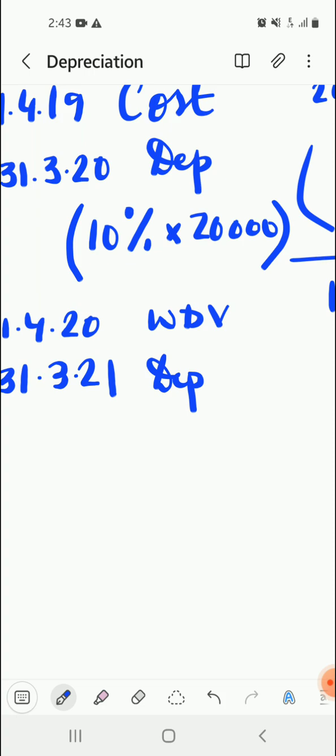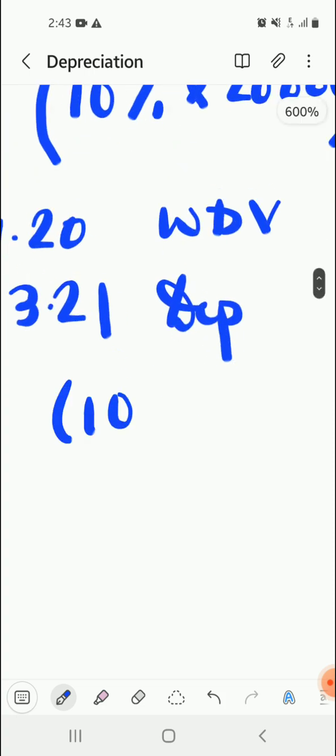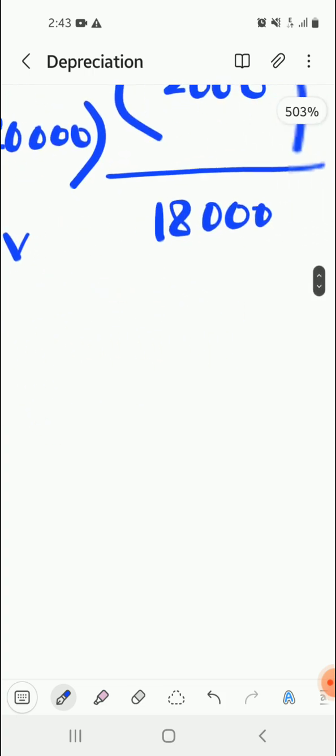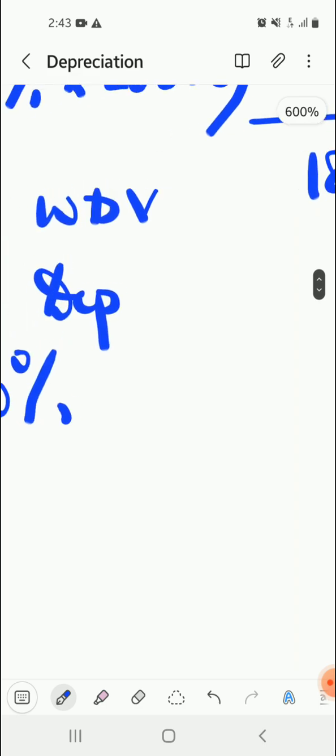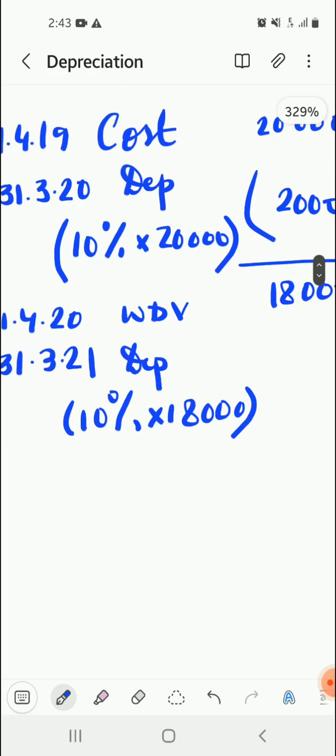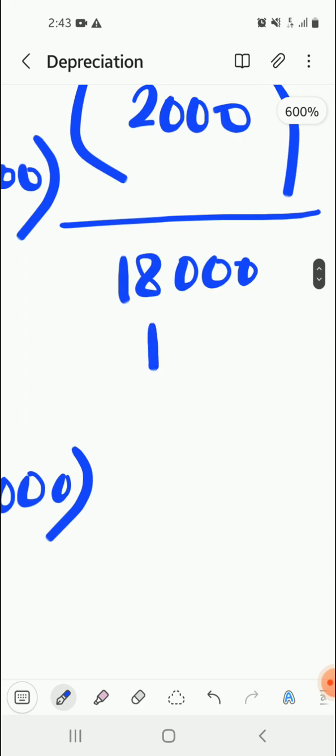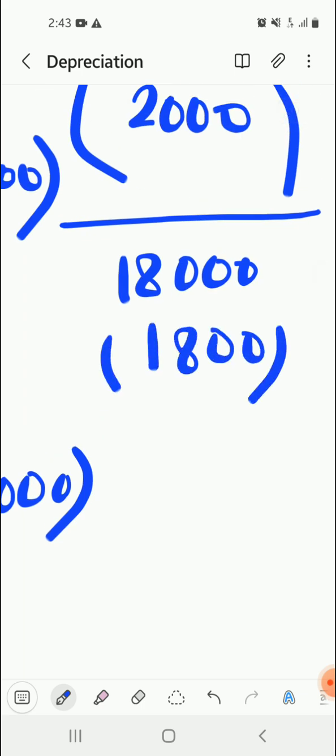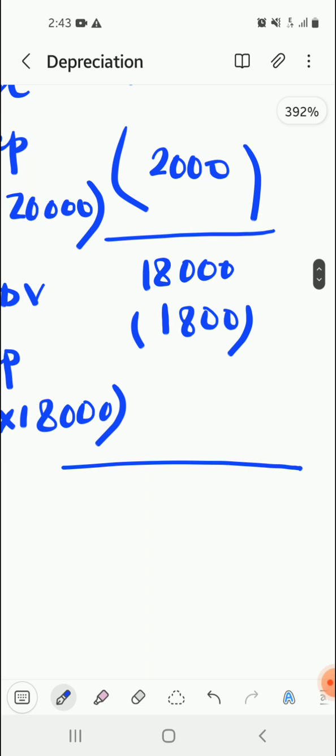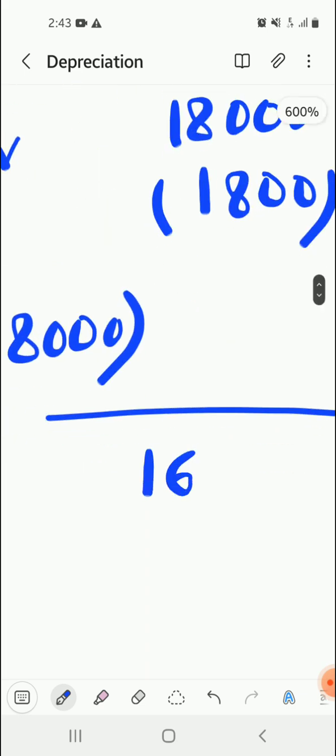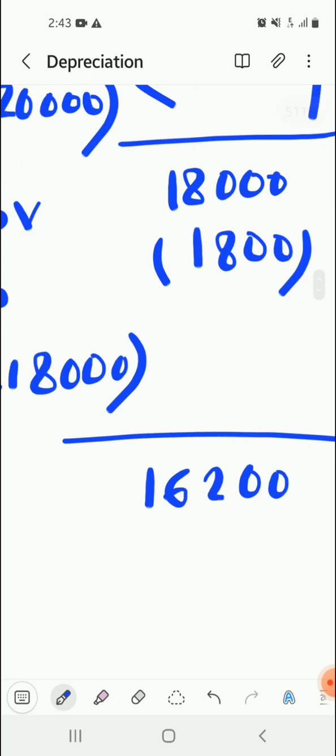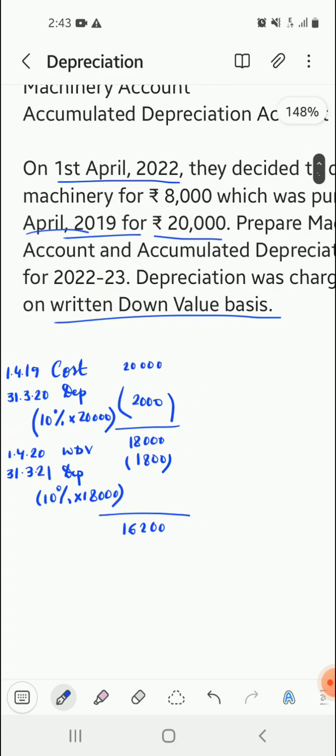And now again we are going to depreciate it, but this time the depreciation, because we are taking WDV into consideration, so this time the 10% depreciation will be on the reduced value, that is 18,000 instead of the 20,000 cost. So 18,000, 10% is 1,800, so this is to be reduced. Once we reduce it, 18,000 minus 1,800, we get 16,200.